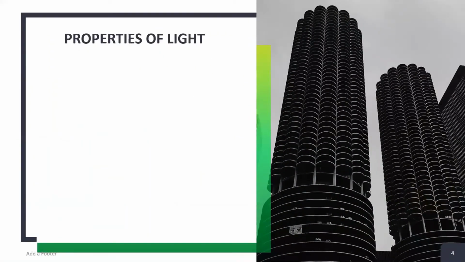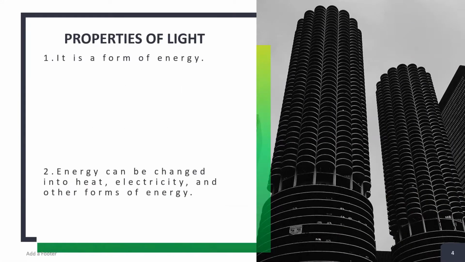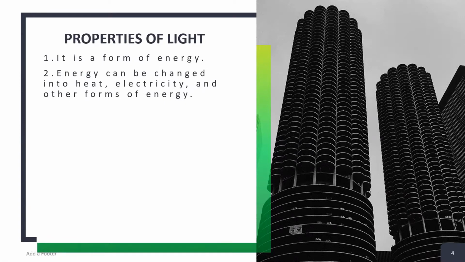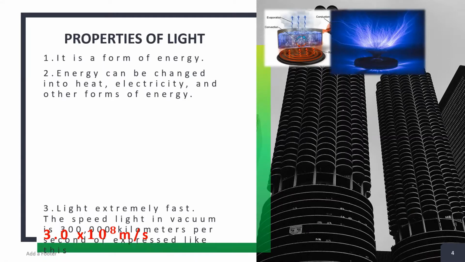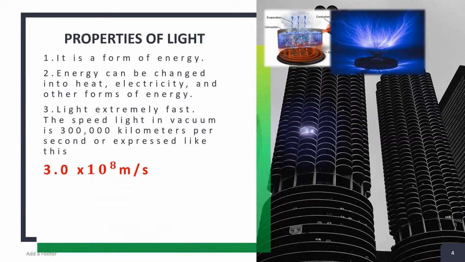Here are the properties of light. Light is a form of energy. Light energy can be changed into heat, electricity, and other forms of energy. Light travels extremely fast.